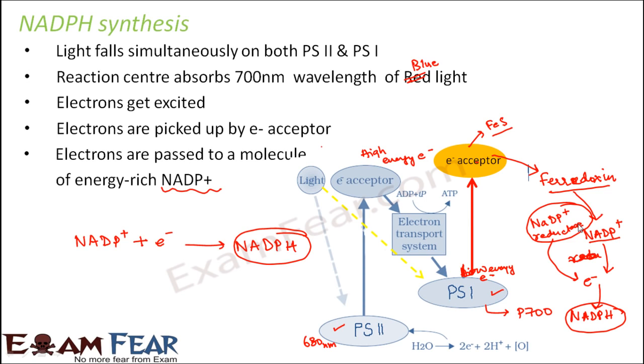Now for your information, this NADPH is again a very energy rich molecule. One NADPH is capable of producing 3 ATP molecules. And what is NADPH? This is nicotinamide adenine dinucleotide phosphate.